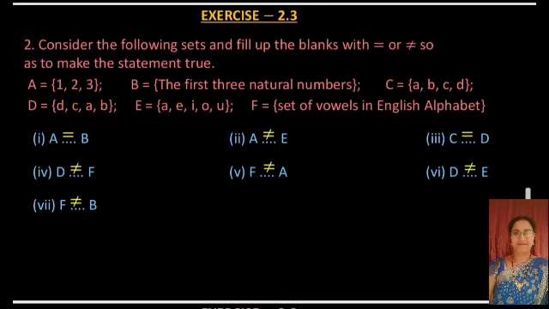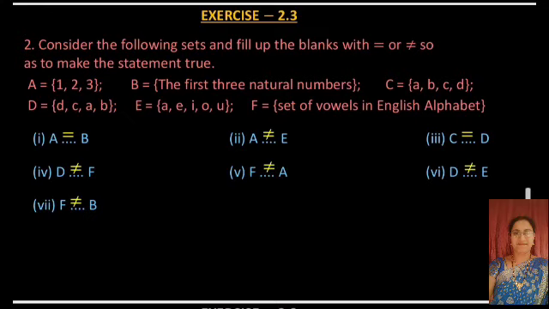So if you write in the roster form, then we get B. What are the first three natural numbers? That is B is equal to set of 1, 2, 3. So if you observe F set, what is the roster form of F? Set of vowels in English alphabet. That are, so F is equal to set of A, E, I, O, U.